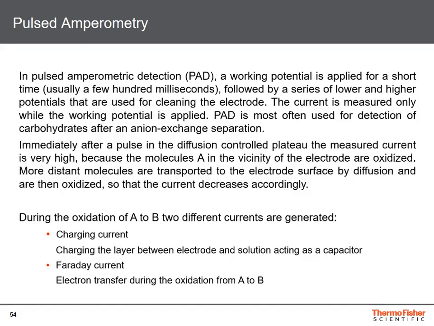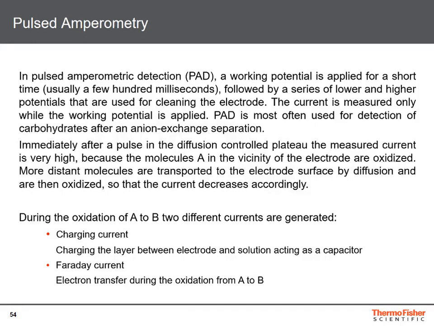In pulse amperometry, the working potential is applied only for a very short time, usually a few hundred milliseconds, followed by a series of lower and higher potentials that are used for cleaning the electrode electrochemically. The current, however, is measured only while the working potential is applied.